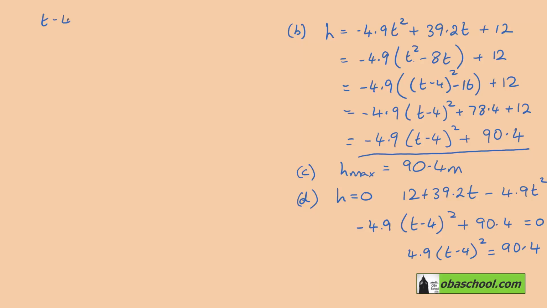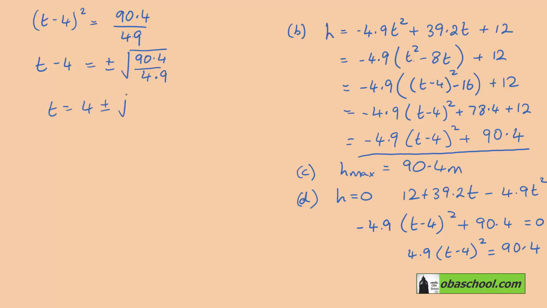So t take away 4 all squared would be 90.4 divided by 4.9. And so t take away 4 would be plus or minus the square root of 90.4 over 4.9. And t would be 4 plus or minus the square root of 90.4 over 4.9. You should be able to recognize that as something that we would get when we use the formula.